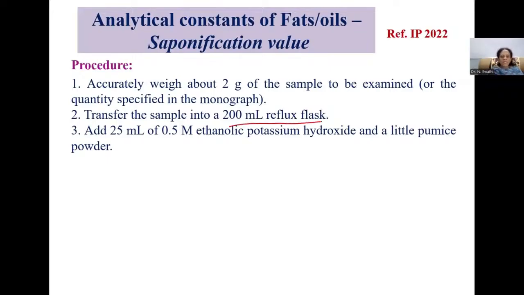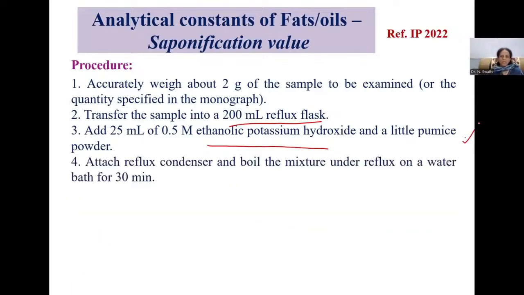Now you add excess of potassium hydroxide. Here we will be adding 25 ml of 0.5 molar ethanolic potassium hydroxide solution. Whenever we prepare potassium hydroxide in analytical titrations, it is usually dissolved in water. But because the given oil sample is water insoluble in nature, here we will be using ethanolic potassium hydroxide solution as the base. Then add pumice powder or porcelain chips in order to avoid bumping during the reflux process. As soon as potassium hydroxide is added, attach the reflux condenser and reflux the contents on a water bath for about 30 minutes.